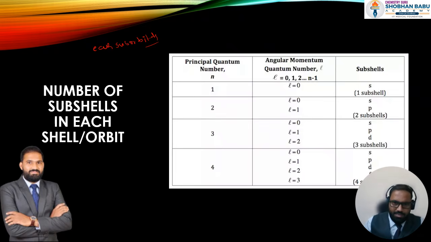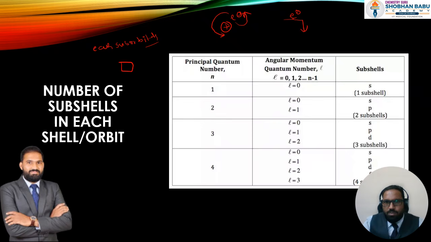In each suborbital, we know that the electron is revolving around the nucleus. When it is revolving around the nucleus, it also revolves around itself. When it is revolving around itself, there are two possibilities: either it can rotate in a clockwise direction, or it can rotate in an anti-clockwise direction.